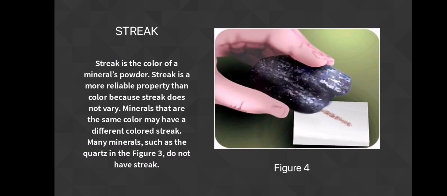Streak is the color of a mineral's powder. Streak is a more reliable property than color because streak does not vary. Minerals that are the same color may have a different colored streak. Many minerals such as the quartz in figure number 3 do not have a streak.